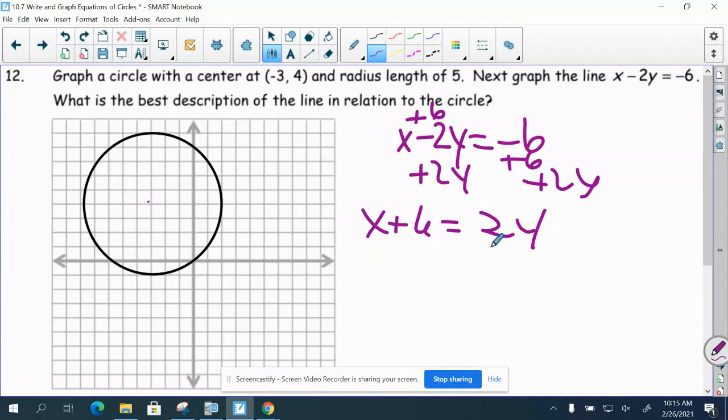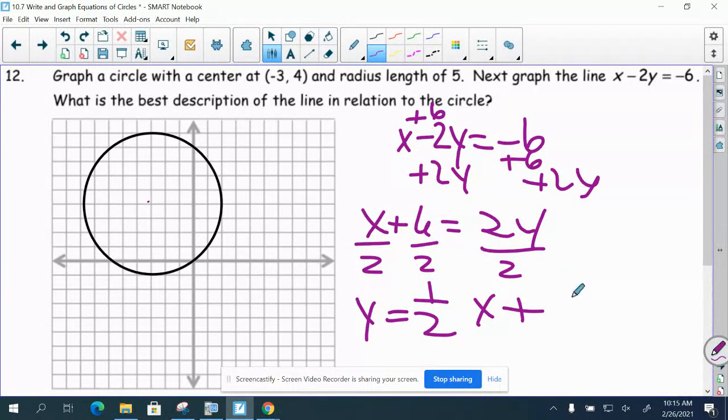Then to solve for y, you would divide everything by 2. So this would make y equals 1/2 x, so 1/2 for the slope, and then plus 6 over 2 is 3. So then I would plot the y-intercept at 3, 1, 2, 3, and then use the slope of 1/2, so up 1 over 2, and then down 1 over 2, down 1 over 2, down 1 over 2, and you'll also notice that it's going to intersect the circle at 2 different points.